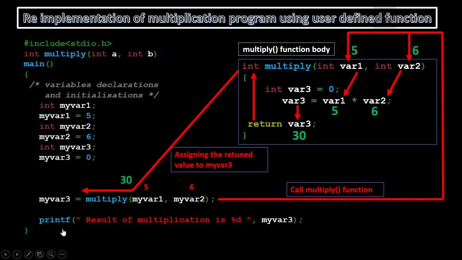Now with the help of this printf statement, we are printing the value which is stored within this myvar3 variable. So the output will be: the result of the multiplication is 30.